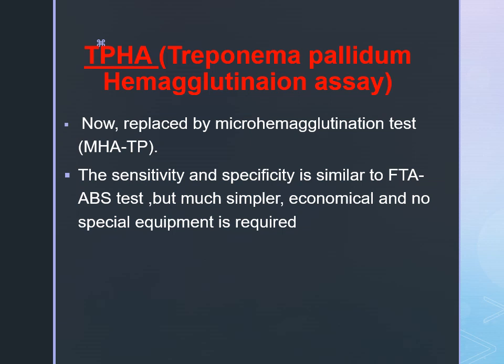Now in the TPHA test, what we have done is we have added the RBC. So RBCs का size बड़ा होता है, so you can easily notice the reaction. So what they have done, that is the patient serum. First we do this test in the microtiter plate, and what we have done, patient serum is being added to a drop of tanned sheep RBC which are coated with the Treponema pallidum antigen.